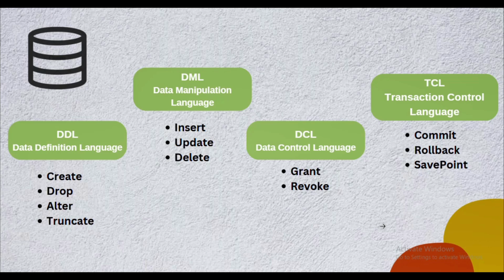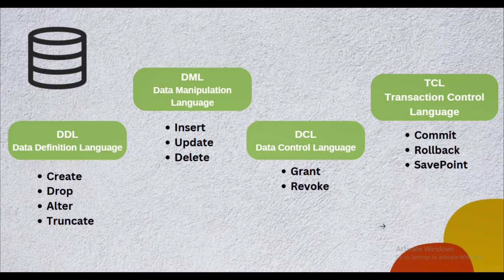Next we have DCL, Data Control Language. We have grant, which grants permission to the user. Then we have the revoke command, which revokes permission from the user. Next we have TCL, Transaction Control Language, which includes the commands commit, rollback, savepoint, and deals with transactions within the database. So this is the basic overview of all the commands.